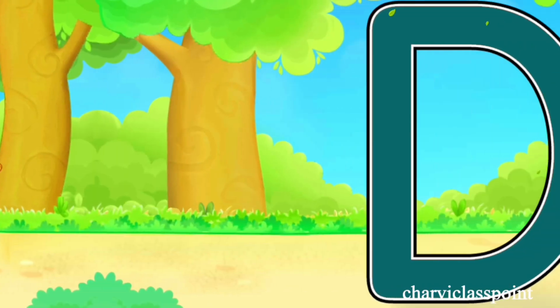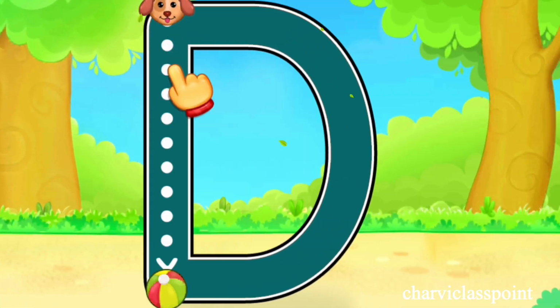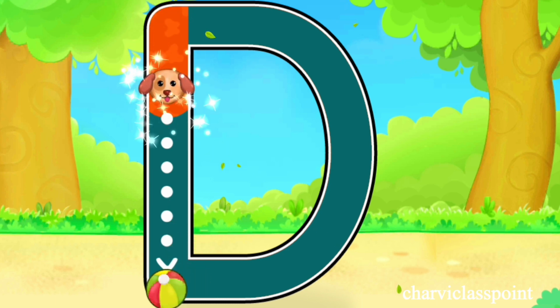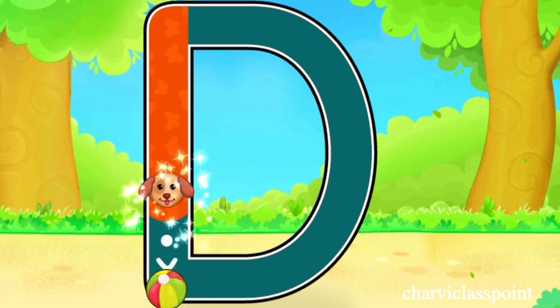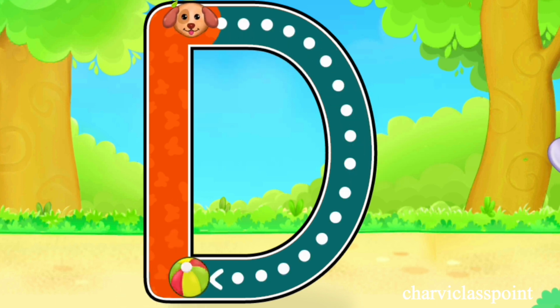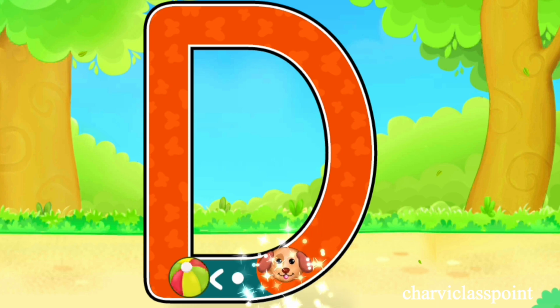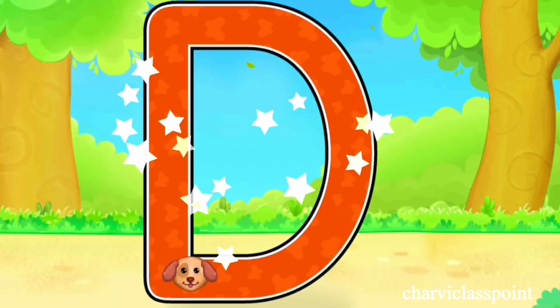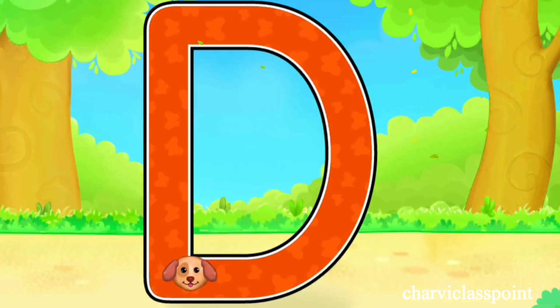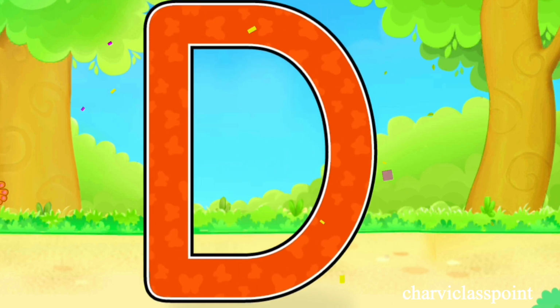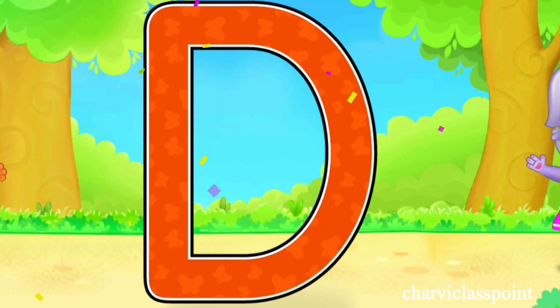This is letter D. Trace the letter D. Up to down. Up to down. Trace again. Again, again. Yes, yes. This is letter D. D for dog. D for donkey. Wow.